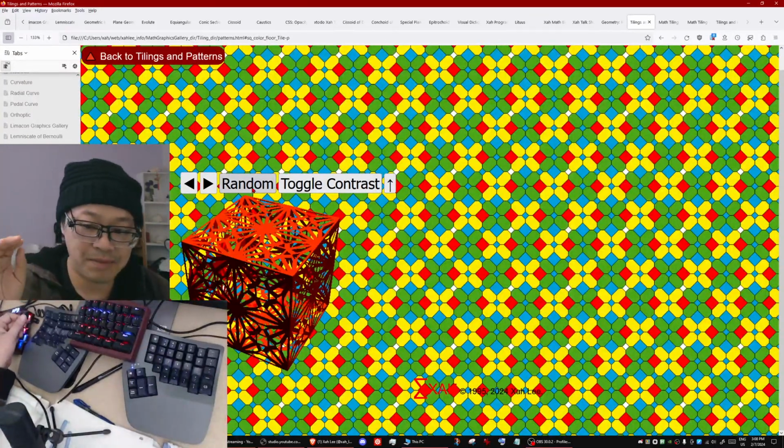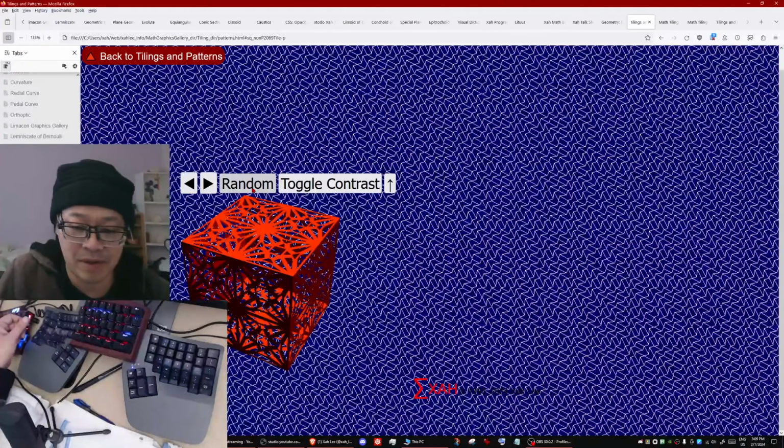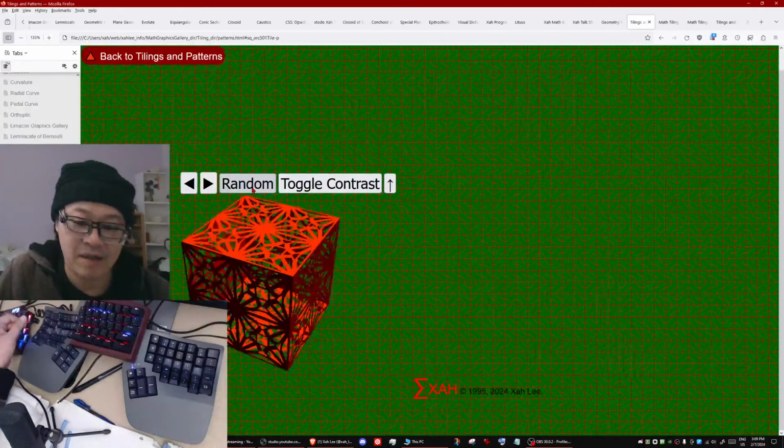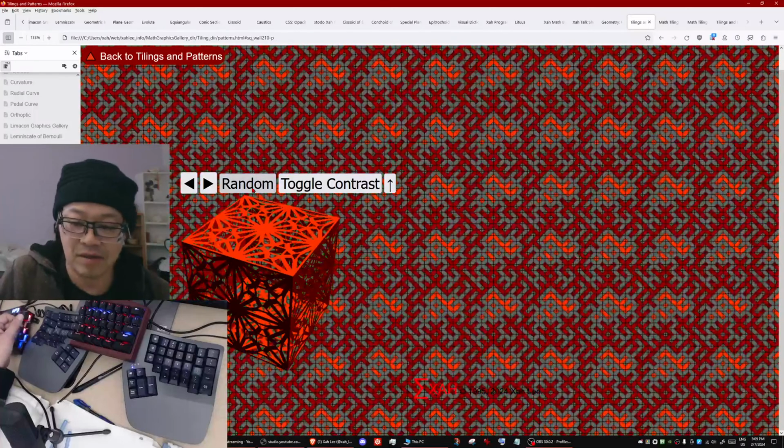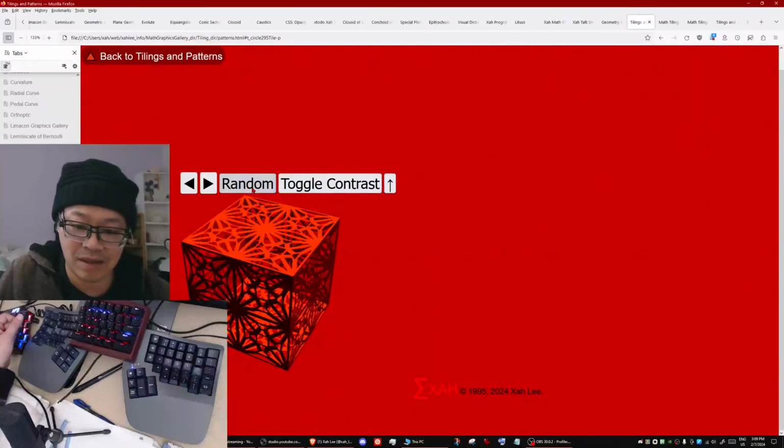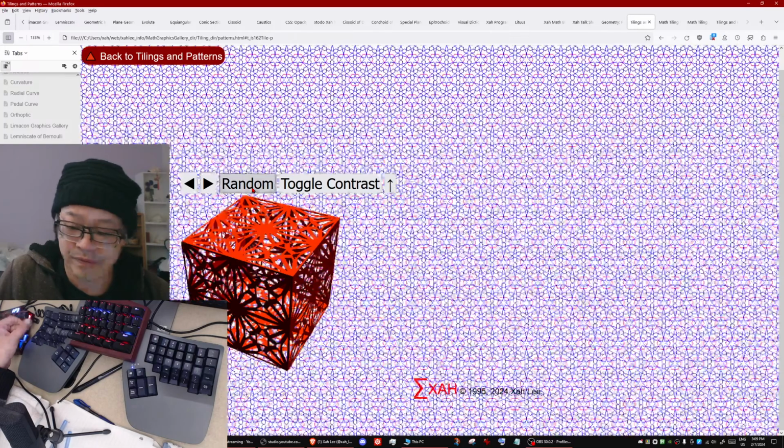so these tiling patterns, okay, let me show you some examples. Chicken wire, okay, these tiling patterns, some examples of tilings and patterns, beautiful.